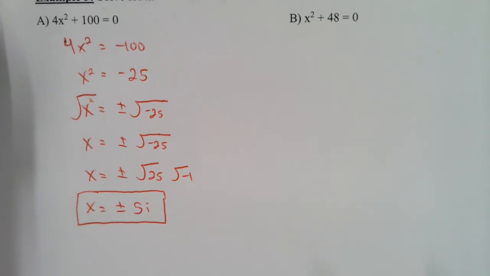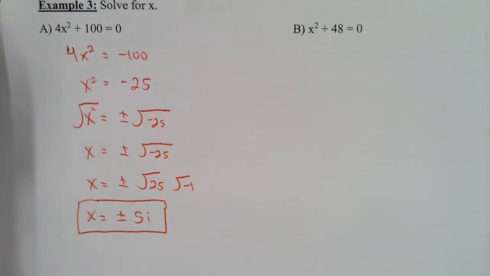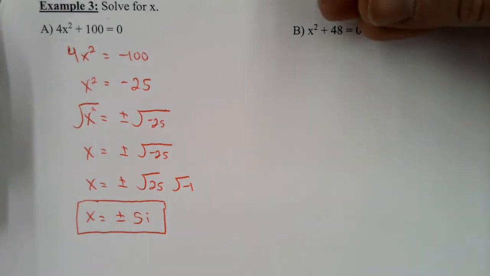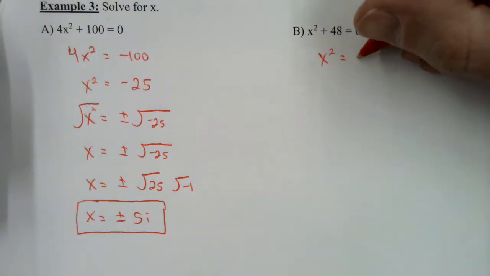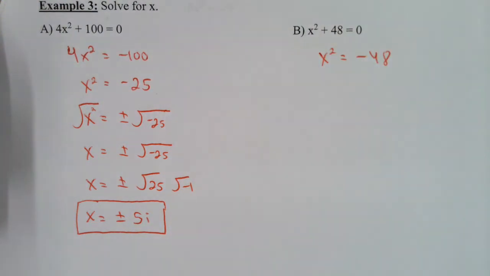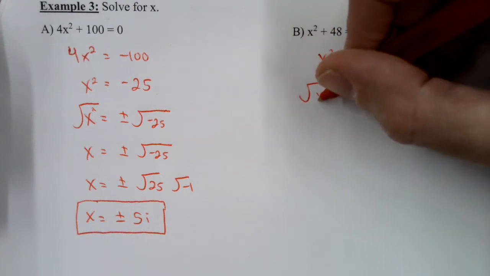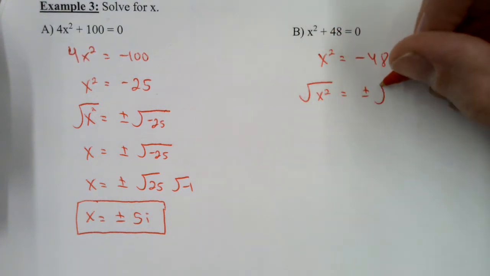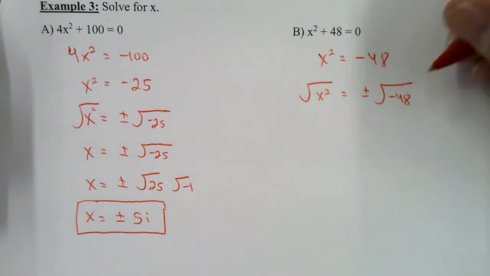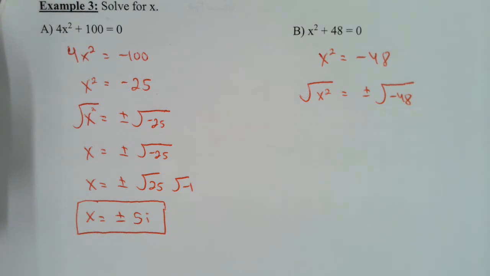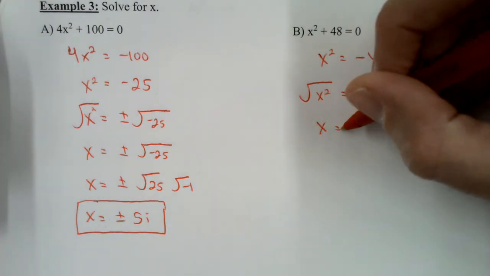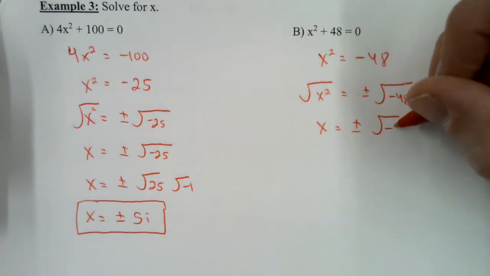Part B, solve this for x. First solve it for x squared, so subtract 48 on each side. x squared equals negative 48. Now I'm going to take the square root of each side. Positive and negative on the right. So x equals positive and negative square root of negative 48.